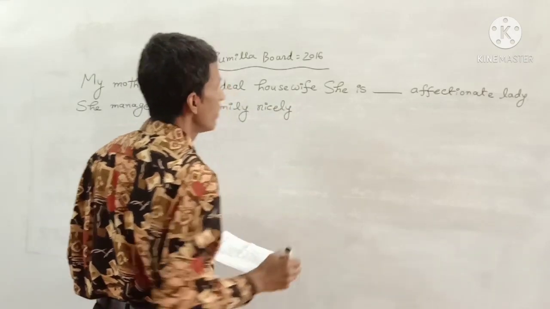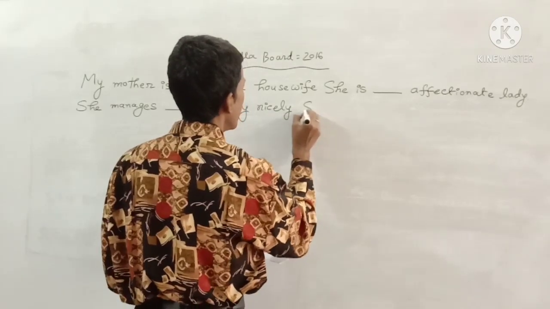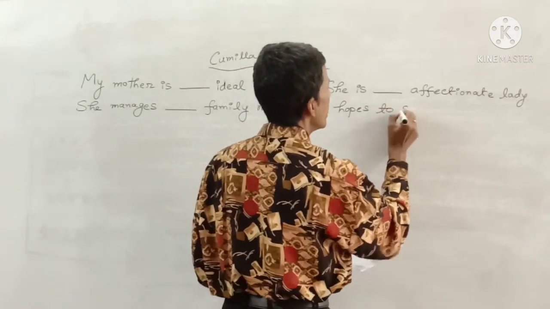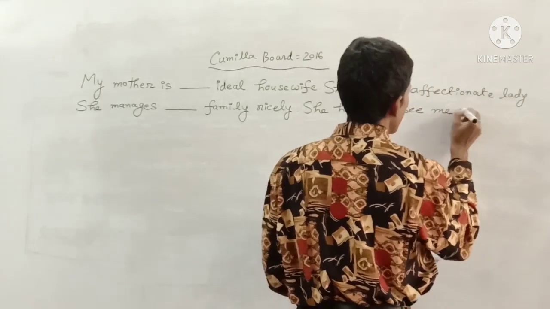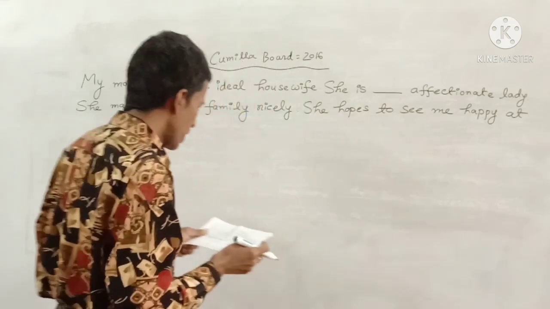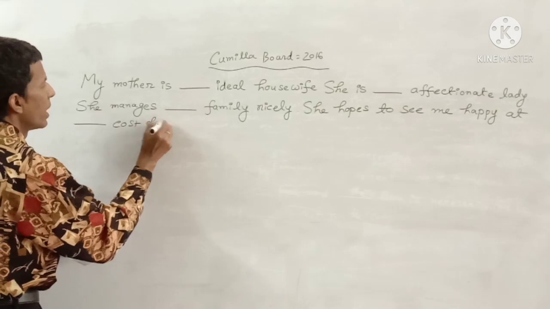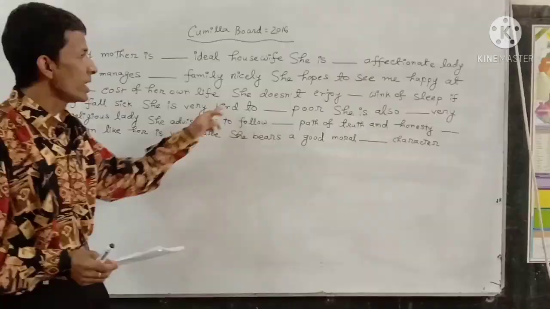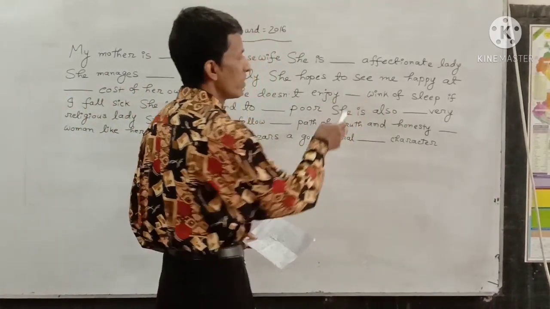This is the ending of the third sentence. In the fourth sentence, she hopes to see me happy at dash cost of her own life. Does not enjoy dash wink of sleep. Here another gap is found.